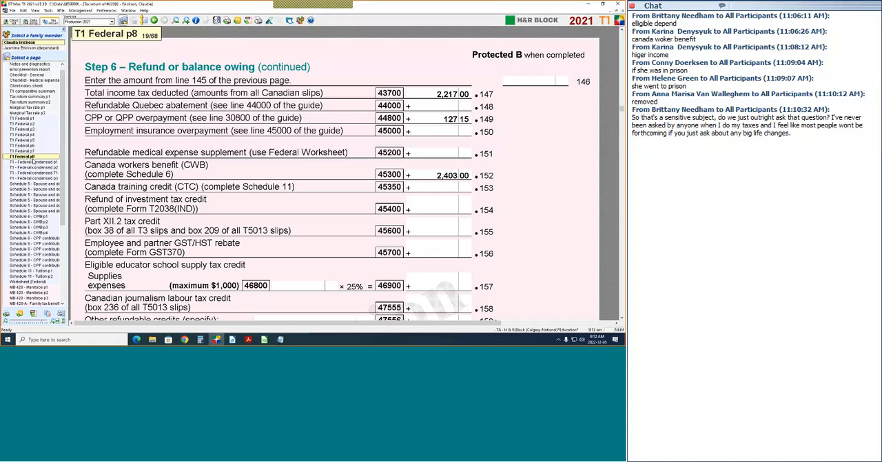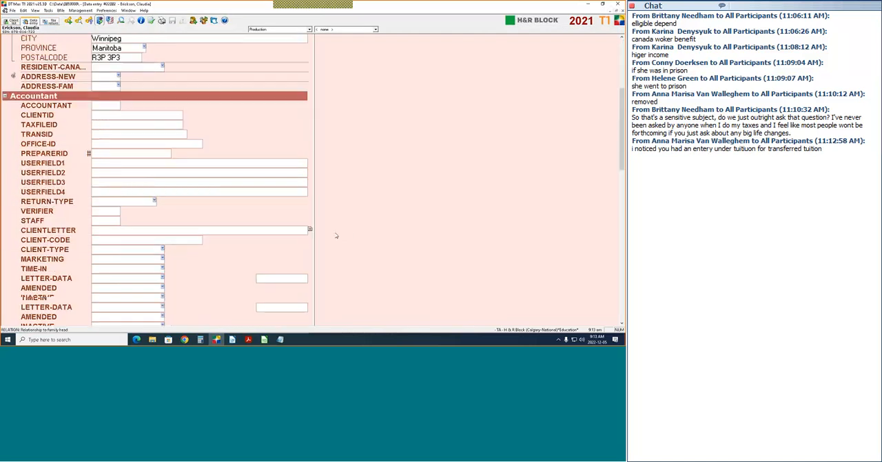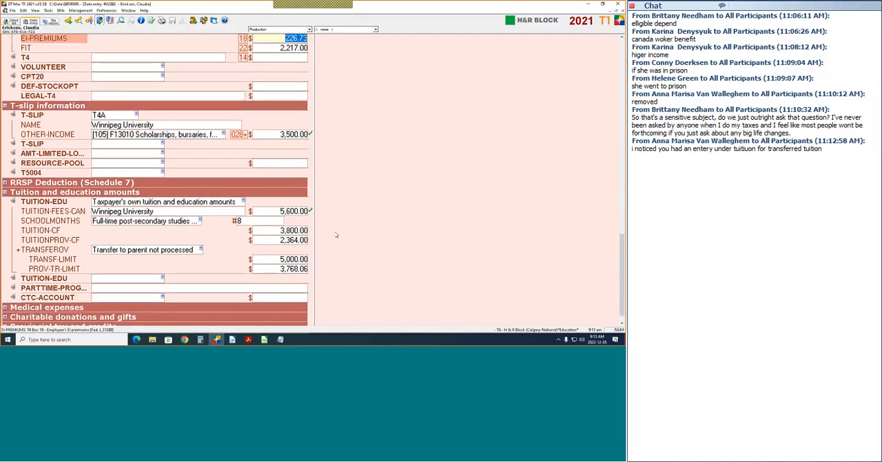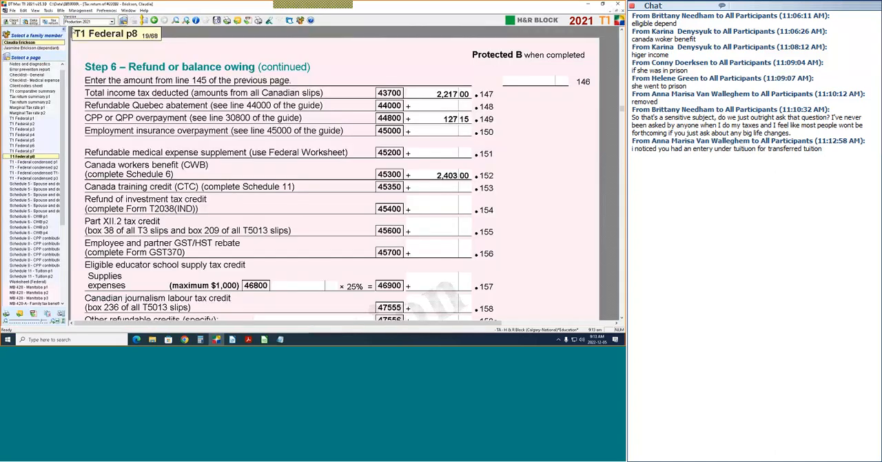All right, any questions about that one? I've been asking you up till now to look at your Canada Workers Benefits. Anna Maurice, you've noticed that I have an entry under tuition for transfer tuition. Let me take a look at that. So if I remember correctly, she wanted to transfer her tuition to a parent. So we're going to talk about this when we get to the problem itself, which we haven't reviewed yet. But in this case, she wanted to transfer her tuition. So we can take a look at that now.